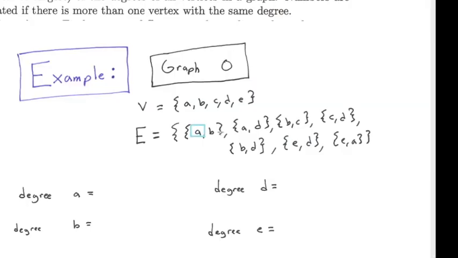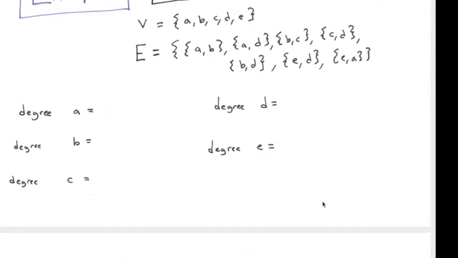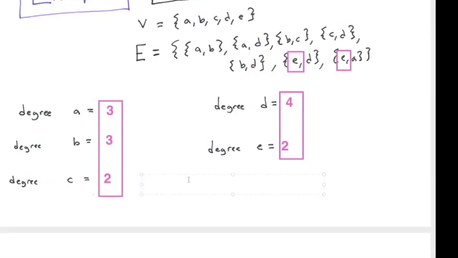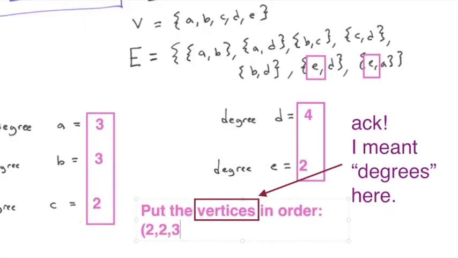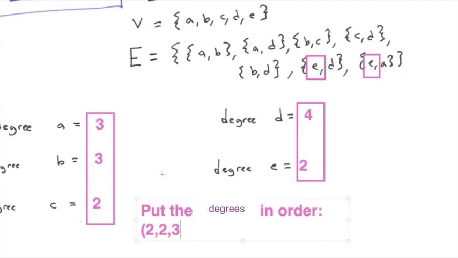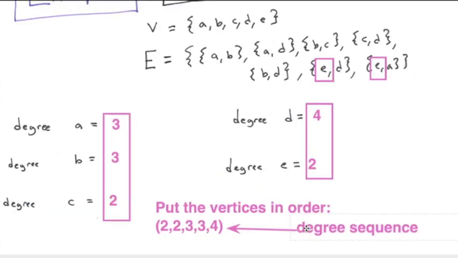I see A is in 1, 2, 3 edges, so the degree of A is 3. And then I do the same thing for B, C, D, and E. After I find the degrees and put them in order, I have the degree sequence. So the degree sequence of this graph is 2, 2, 3, 3, 4.